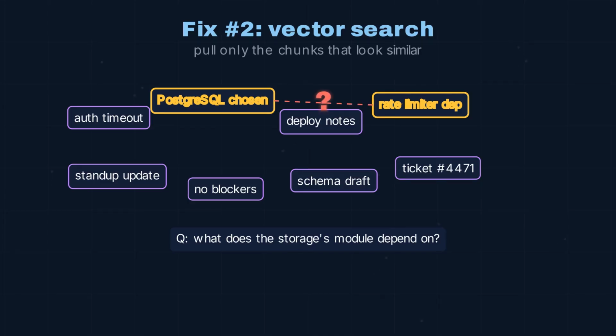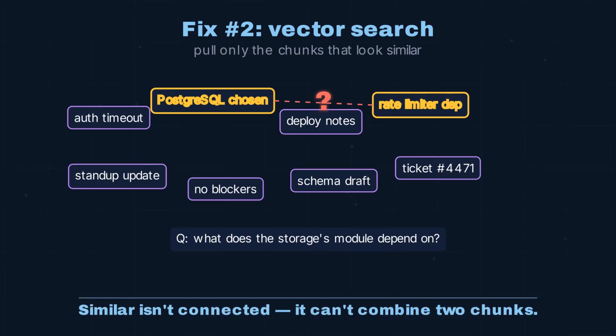What does the storage module depend on? The decision lives in one chunk. The dependency lives in another. Vector search can find both, but it has no way to draw the line between them. Similar isn't the same as connected.